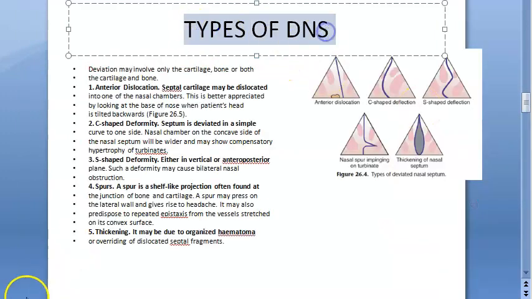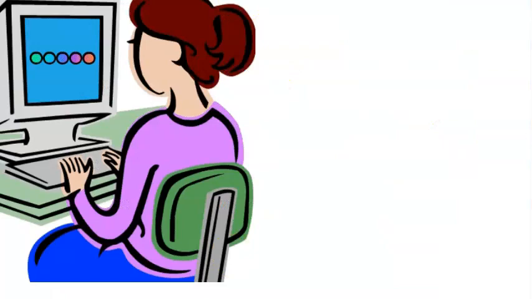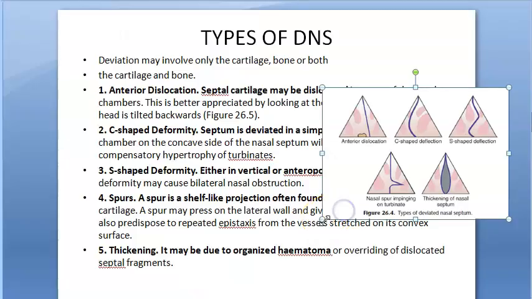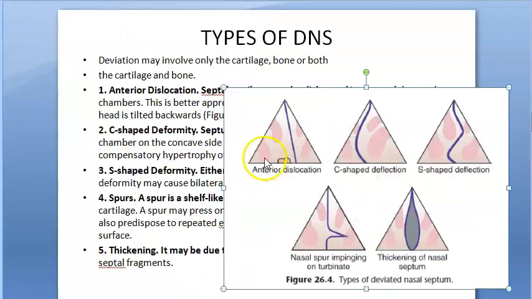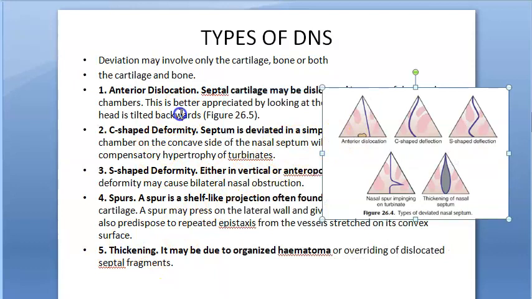Now let us move on to types of DNS. Here they are talking about anterior dislocation, C-shaped deflection, S-shaped deflection, nasal spur impinging on the turbinate, and thickening of the nasal septum. I think this can happen in hematoma, etc. Let us look at the explanations for these.